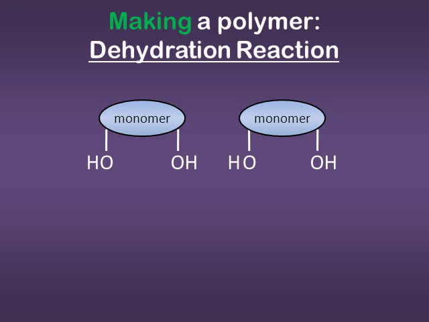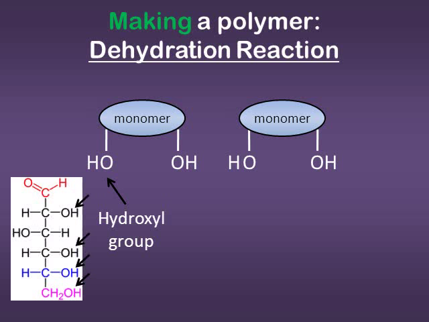Okay, so let's make a polymer. Making a polymer, whether it's any of those 4 groups of organic molecules, involves the same reaction called a dehydration reaction. So take a look at these 2 monomers. Now, if you recall, monomers typically have a lot of OH groups hanging off the sides of them. These are hydroxyl groups, so recall our glucose molecule here, and you see a few of those hydroxyl groups off to the side.